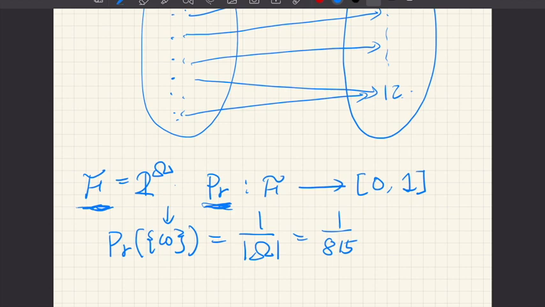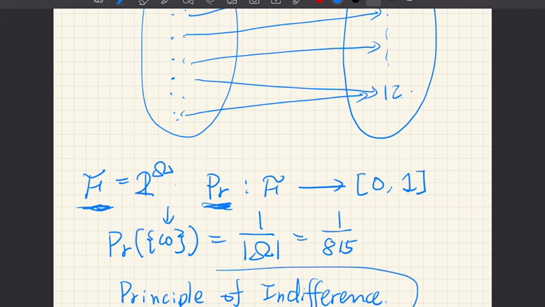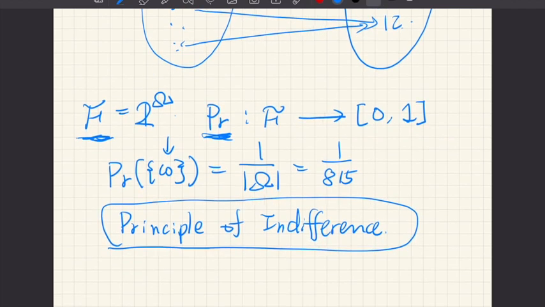Okay. So we just used the principle of indifference. If we don't have any information about the details, we just assume everything happens with equal probability. So that's called principle of indifference. Okay, you should study what this really means. Just look up Wikipedia.